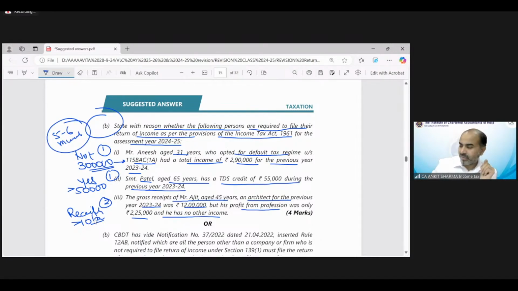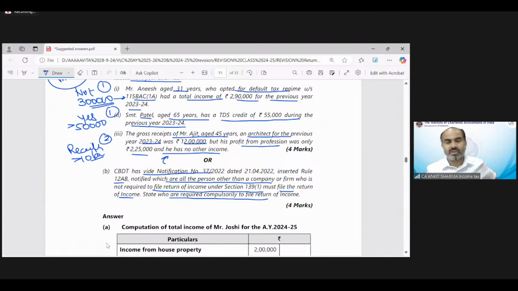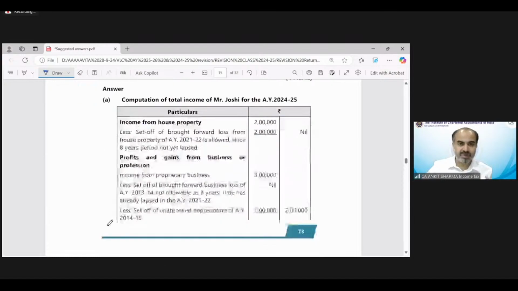And look over here, option B also you have regarding this. CBDT has, vide notification number so and so, inserted rule number 12AB, notifying the persons other than a company or firm who are not required to file return under section 139(1) but must file the return of income. It states who are required compulsorily to file the return. So technically they are asking about these transactions which have been mentioned in this circular, on the basis of which you have to file your return of income. So this is the answer over there.